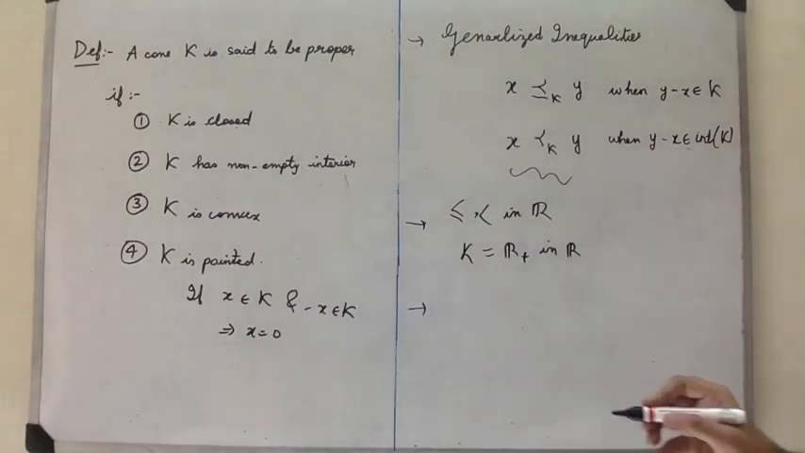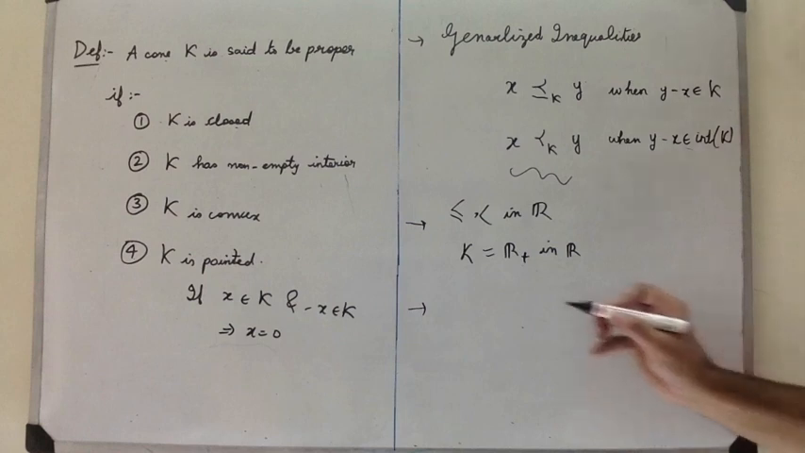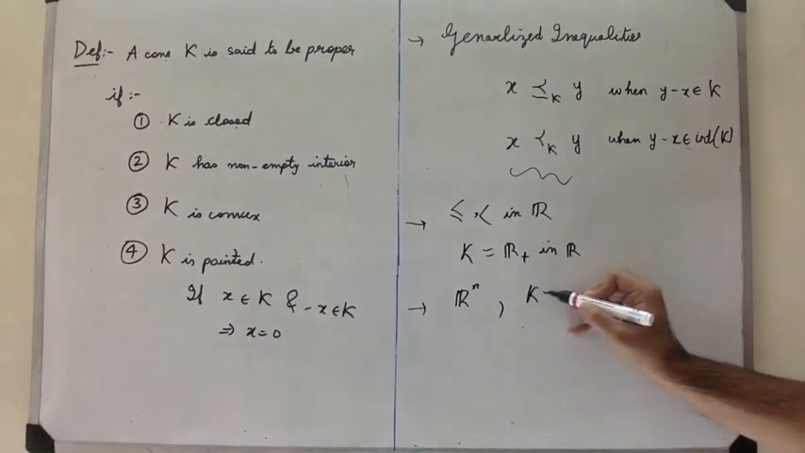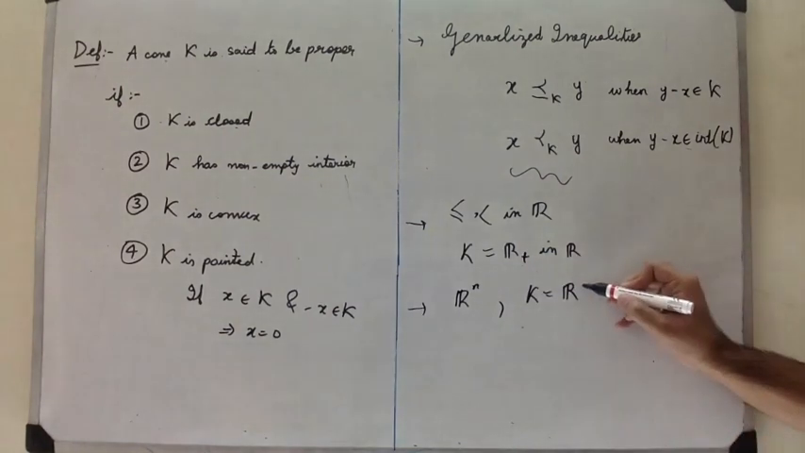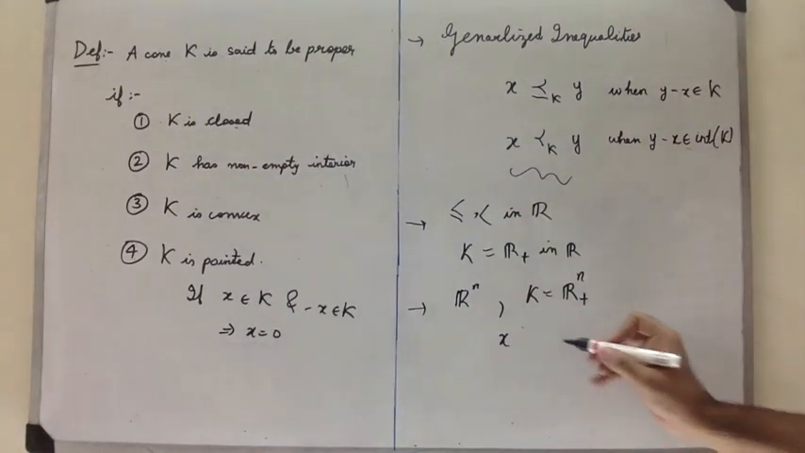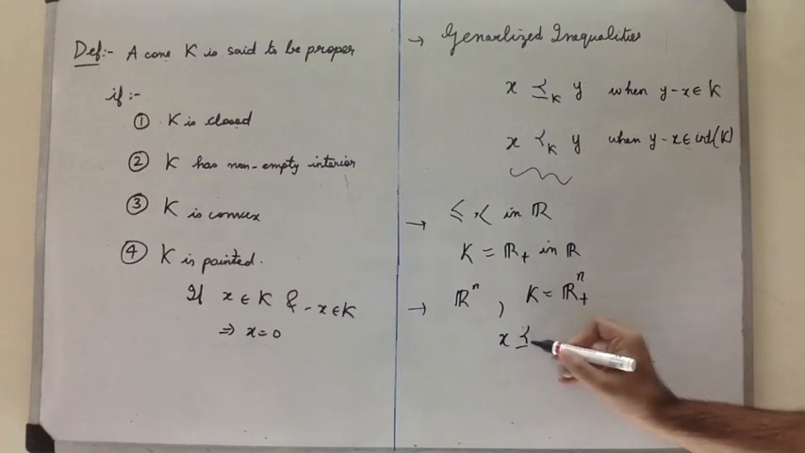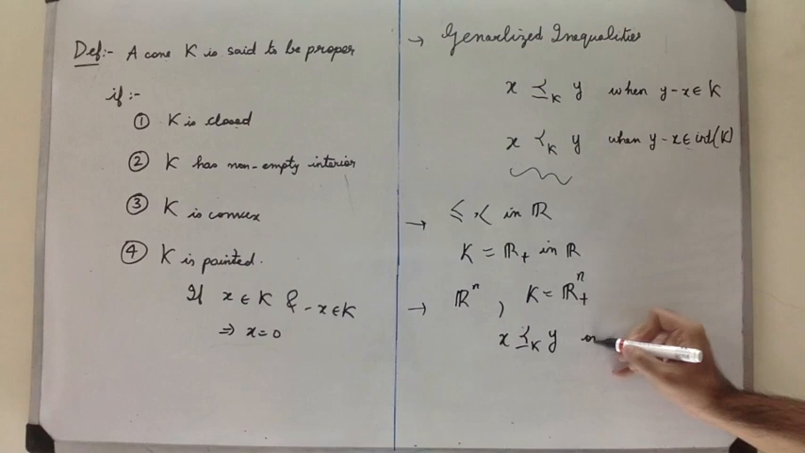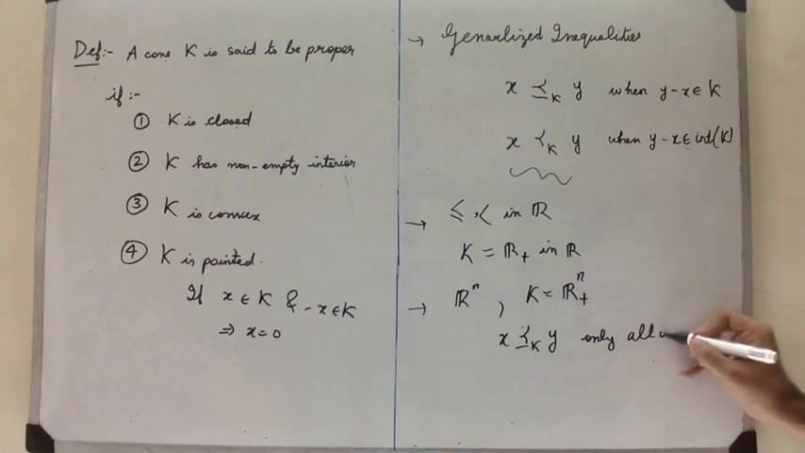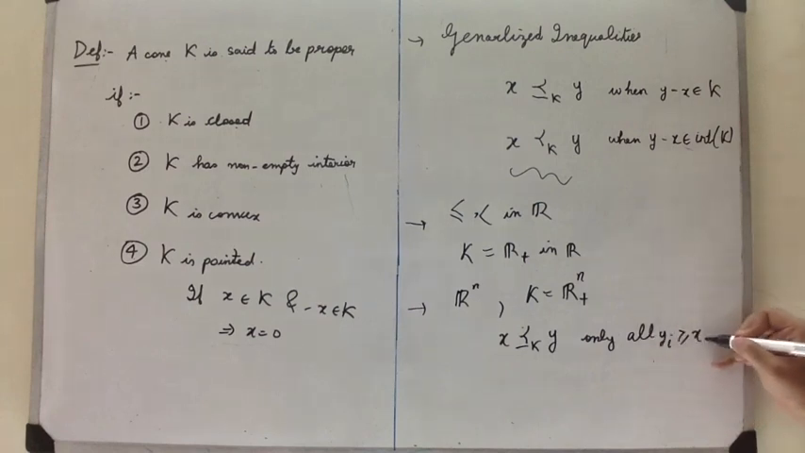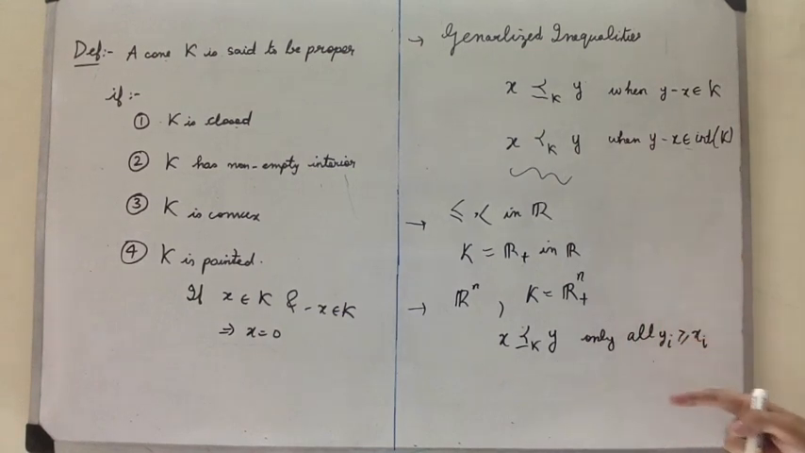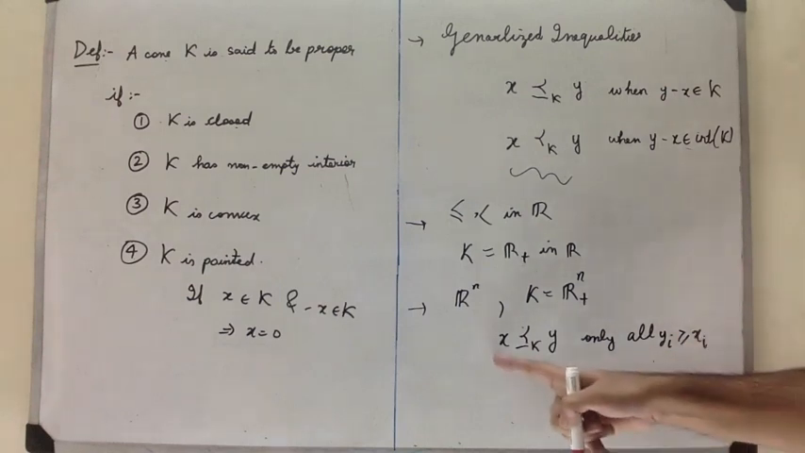But we could also have other inequalities. Say in Rn, we could choose K equal to the positive orthant, Rn plus. Then we would have x less than or equal to y only if all the coordinates of y are greater than those of x. So note that in Rn, there's this interesting property that not all elements are comparable.